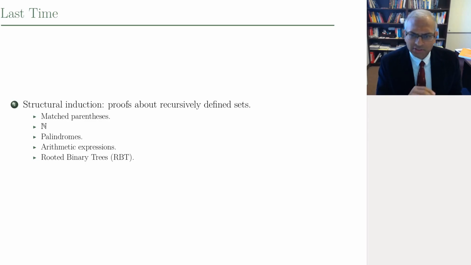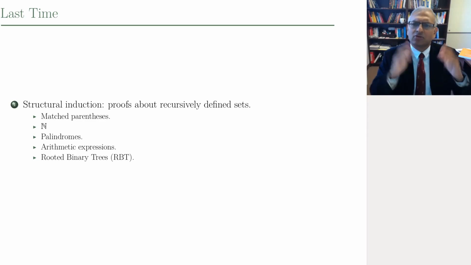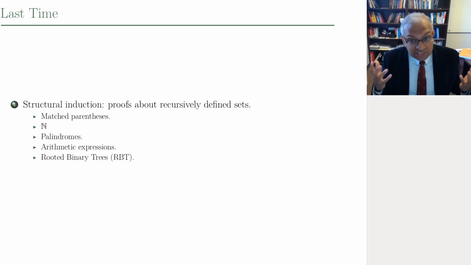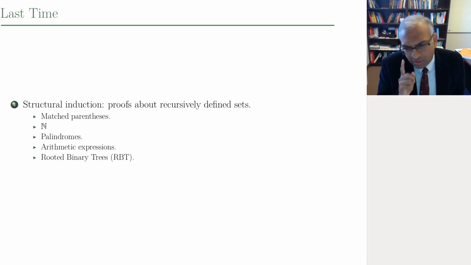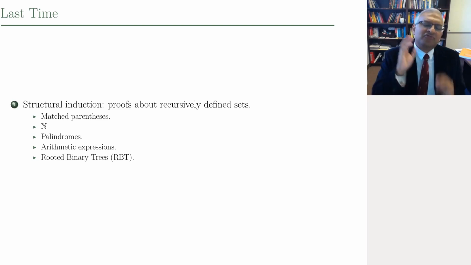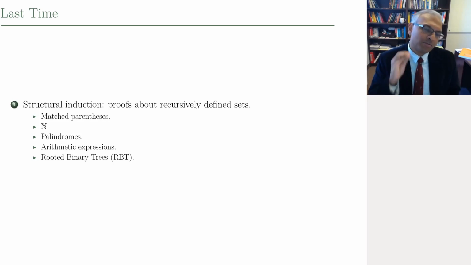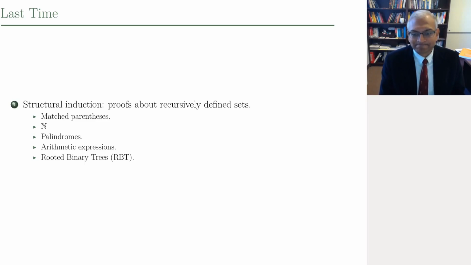we showed many examples: matched parentheses, formal definition of the natural numbers, palindromes, arithmetic expressions, rooted binary trees. So you see all of these things pop up in computer science, they're all recursively defined sets or structures, and we use induction to prove things about them. And when you use recursion in any way whatsoever, it's very dangerous. So it's especially important to be careful and prove that whatever you have defined recursively has the properties you intended it to have.